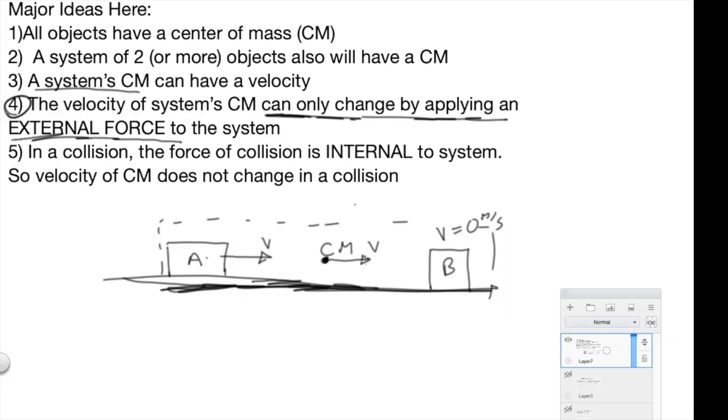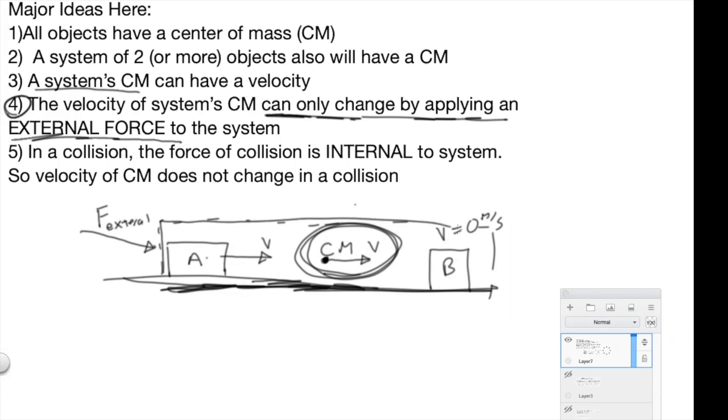This velocity of the center of mass can only change if there is some external force, applied from outside the system, right? So what would that be? That would be somebody comes along and pushes block A or pushes block B, or there's friction, right? If there were friction, friction would be an external force, and that would change the velocity of the center of mass of the system, right?